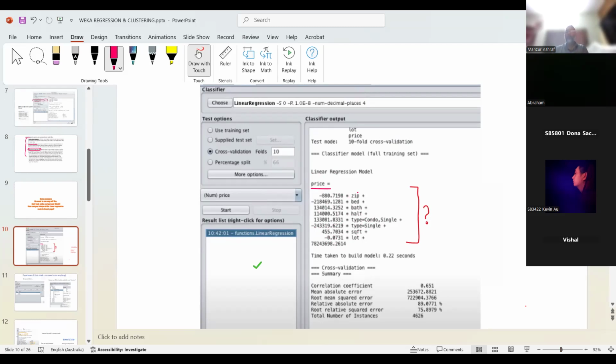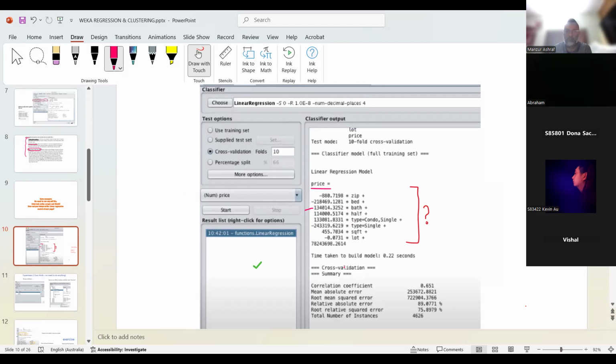Okay, now tell me, which coefficient is the highest of this particular data? I need your answer. Bathroom, right? You can answer or you can type in the chat. That's convenient. So bathroom has the highest number, which means that bathroom has the greatest impact. Am I right? Bathroom has the greatest impact.